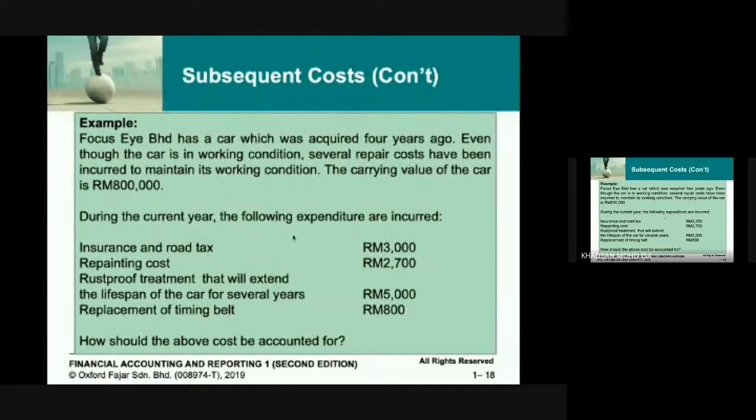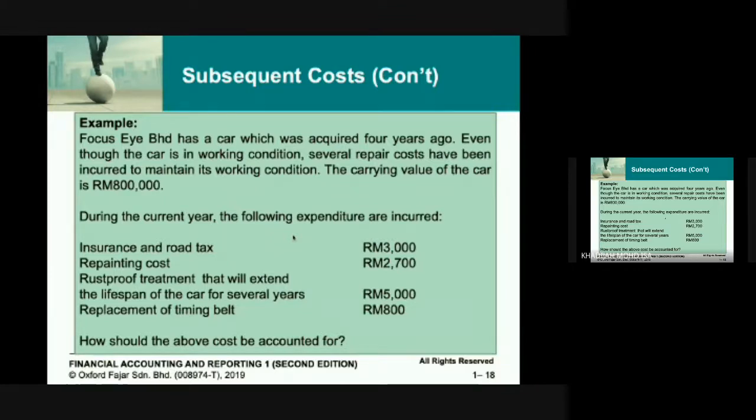Okay, subsequent costs. Focus, I had a car, acquired 4 years ago. Even though the car is in working condition, several repair costs have been incurred to maintain its working condition. The carrying value of the car is 800,000. Wow, very expensive car. During the current year, the following expenditures are incurred: insurance and road tax, repainting costs, rust-proof treatment that will extend the lifespan of the car for several years, and replacement of timing belt.